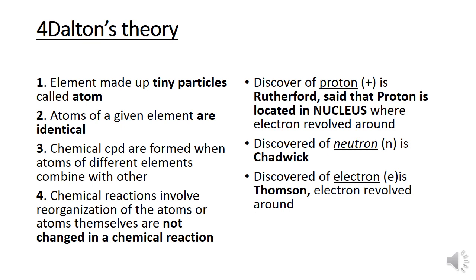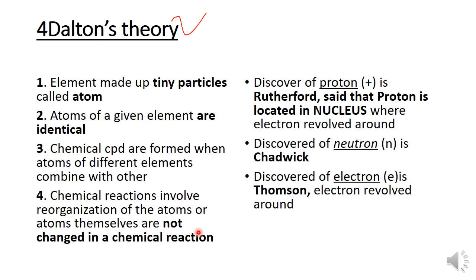Then explain Dalton's theory. The first one: elements are made up of tiny particles. Atoms of a given element are identical. Chemical compounds are formed when atoms of different elements combine with each other. Then the chemical reaction involves the reorganization of atoms; atoms themselves are not changed in a chemical reaction. This is Dalton's theory.